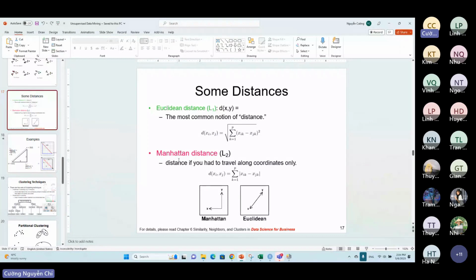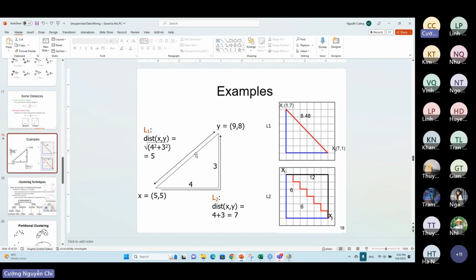Another one will be Manhattan distance. This is the second way to do distance calculation, but they are quite similar. In this way, we just take the absolute difference. The demonstration will be this one, between the two values x and y in the coordinates. So x has coordinates 5, 5, and y will be 9 and 8.